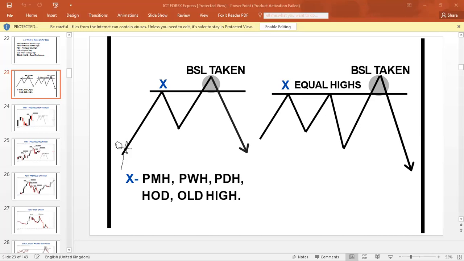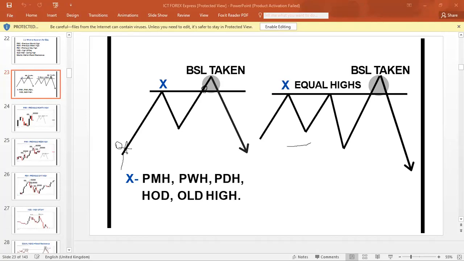The same, this one is the previous weekly high. The market went up, manipulating those highs, and it went down. So it happens like this: previous week high, then the BSL is taken and the market reverses direction.